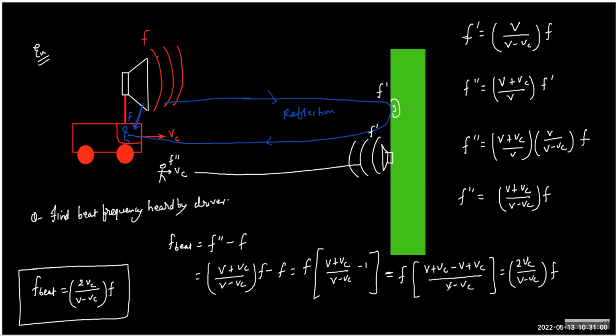So let's say if we mention that the natural frequency of the glass, this wall, is f naught. So the moment f dash becomes f naught, if f dash equals f naught, wall will collapse. F naught is called the natural frequency of wall.